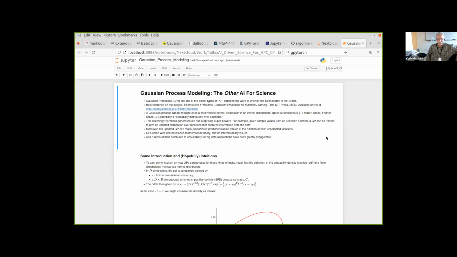Gaussian process modeling. Some of you may already know a little bit about this, but it's really rather an old type of AI. In fact, it was a method that was in use well before anybody thought to call it artificial intelligence. It dates to the works of Norbert Wiener and Kolmogorov in the 1940s.